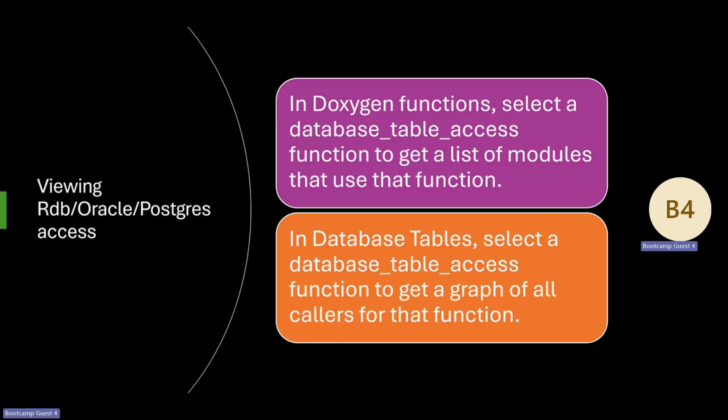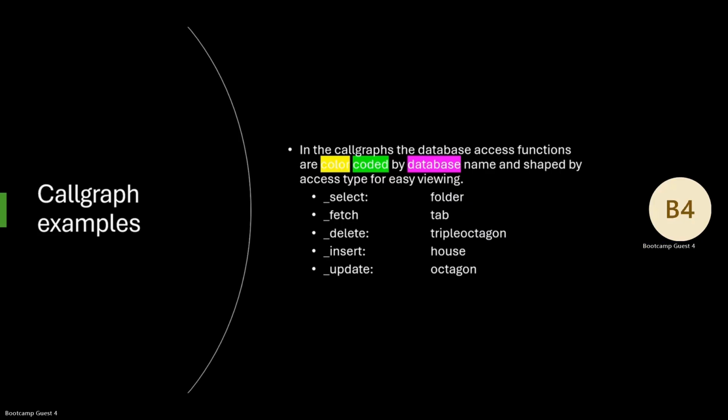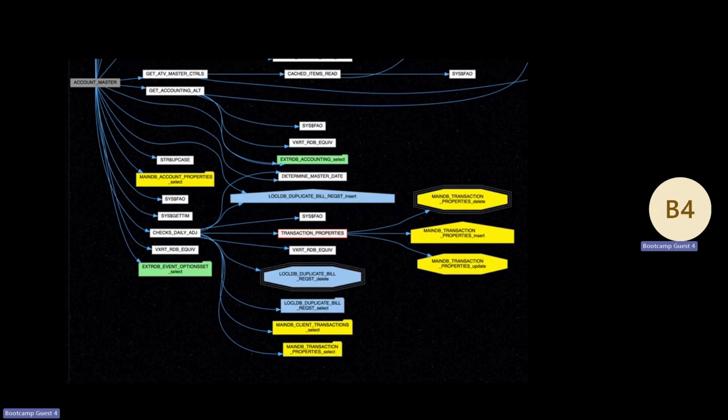I think, and now we're about to see, complete call graphs. This is duplication really, complete call graphs of all the database accesses and all the code. And here's some of the color coding we use, and the octagon, triple octagon, tab, whatever. And this is pretty typical.